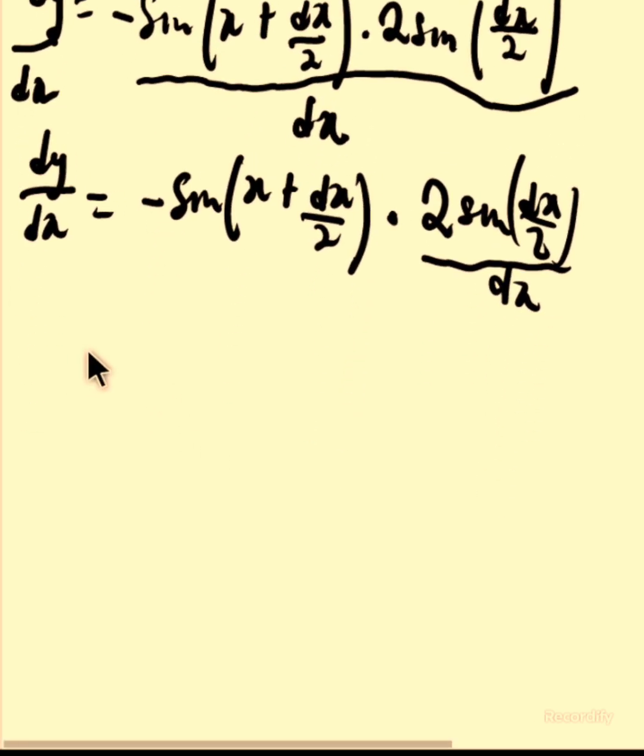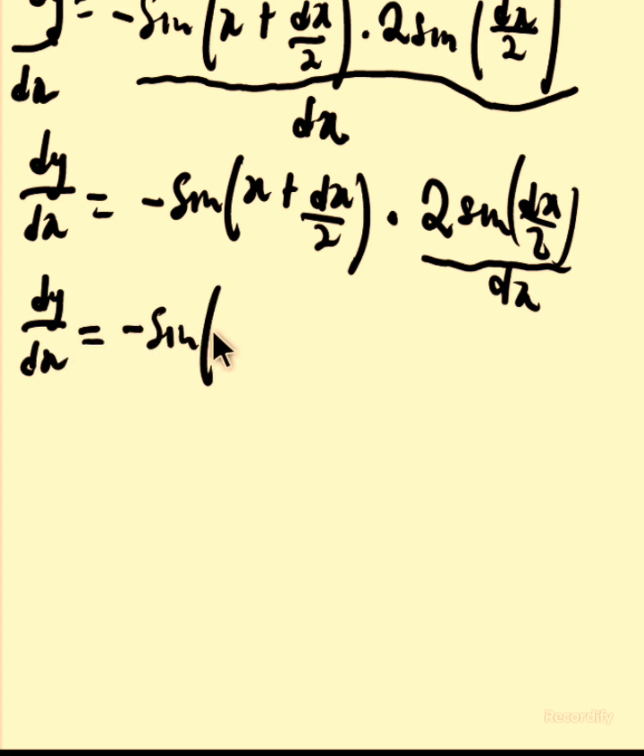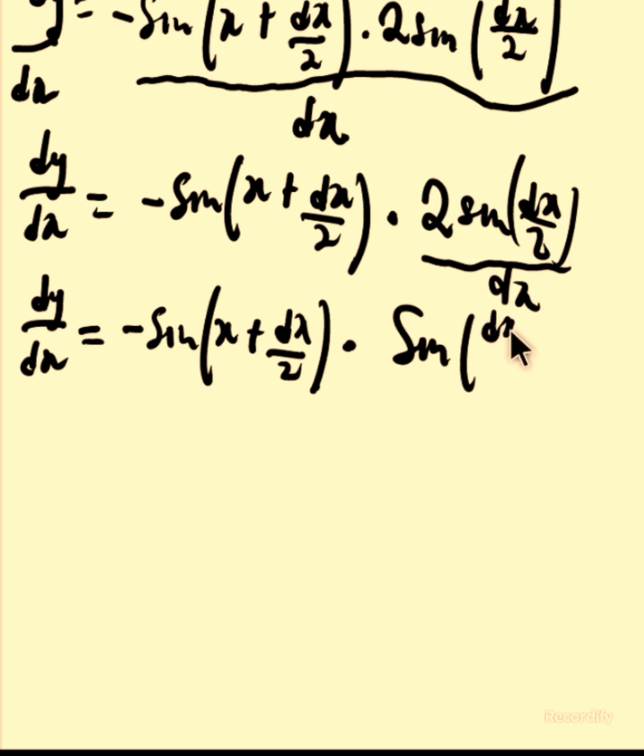Now let's continue. So I'm having dy over dx equals to negative sine of x plus dx over 2. Now I can also apply another sense of algebra to this. I can divide the numerator here by 2 and this denominator by 2, and if I do that, the 2 is going to cancel out, so I'm going to have sine of dx over 2 all over dx over 2.